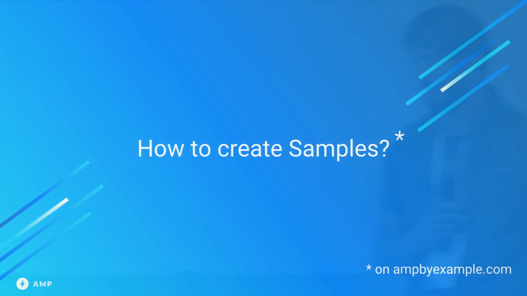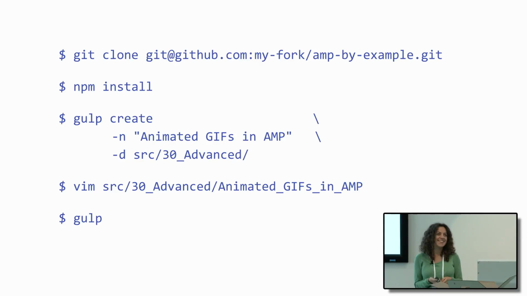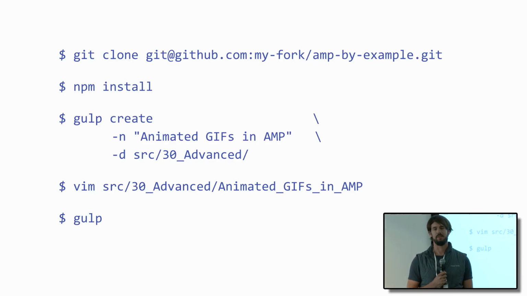All right, so now that we hopefully have convinced you how important it is to write samples with your AMP contribution, we are going to talk about how to create samples for AMP. In the next couple of slides, we are going to focus mostly on AMP by Example because it's the easiest way of doing it. We might be a bit biased. So how do you create a sample on AMP by Example?